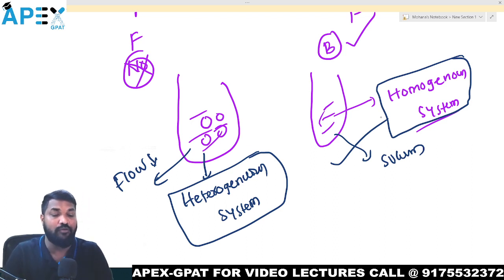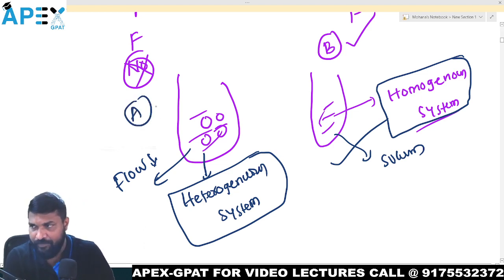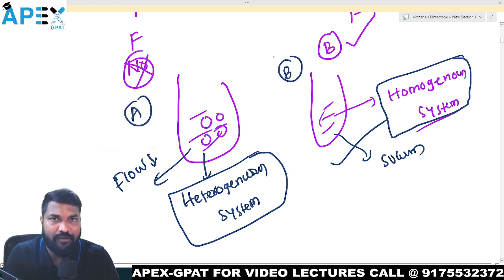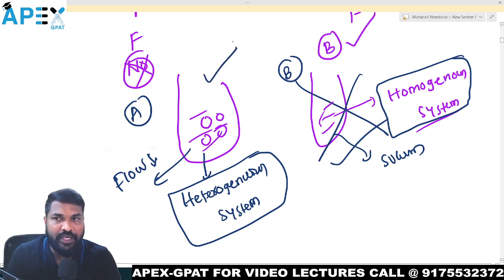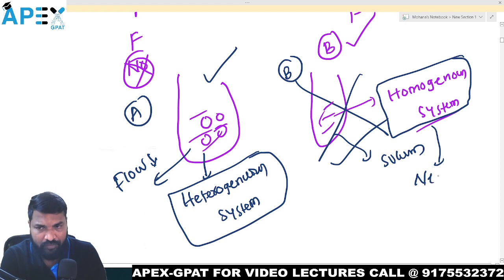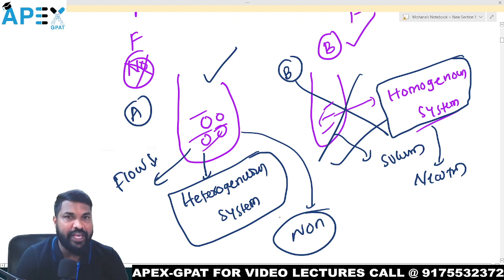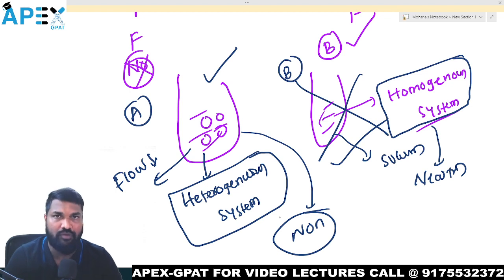In a simple format, which system shows the non-Newtonian flow? A or B? The answer is A. Here B shows the Newtonian flow and A shows the non-Newtonian flow.